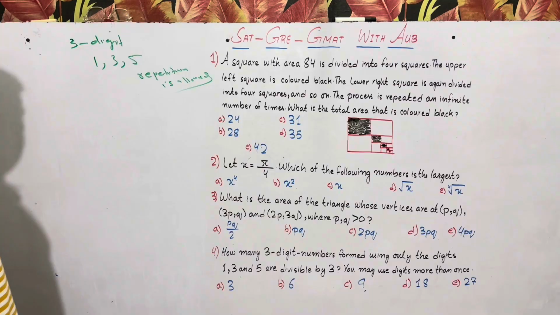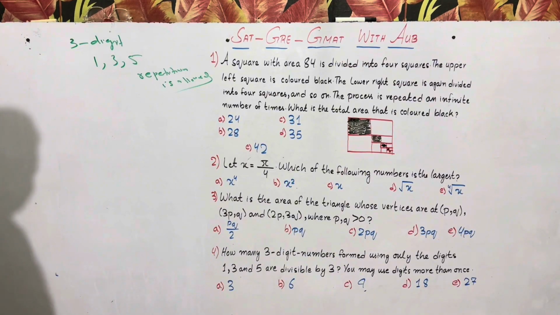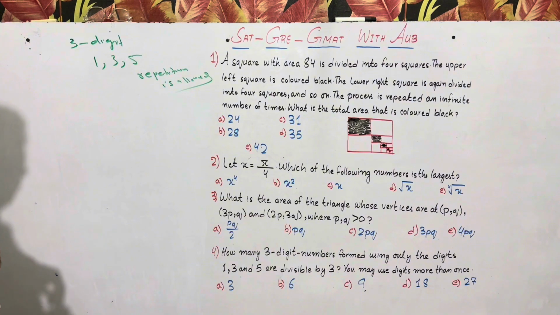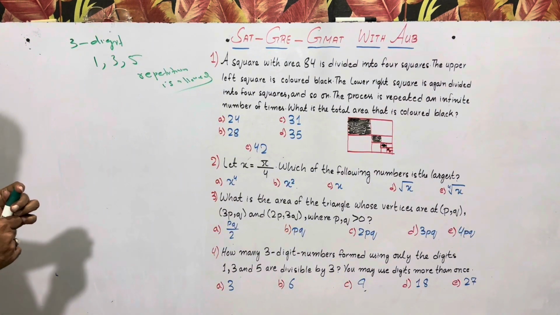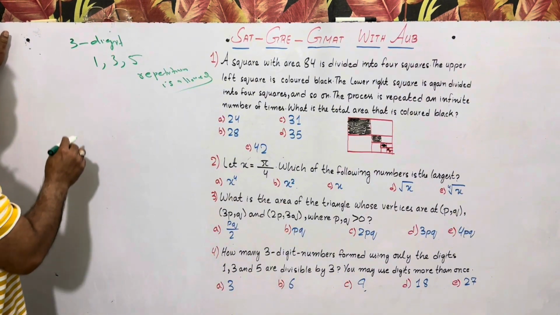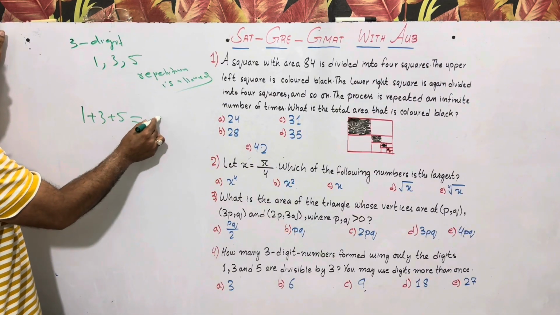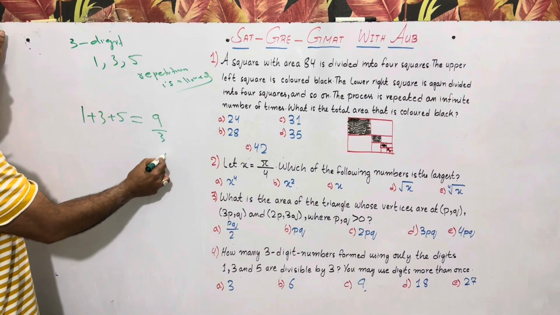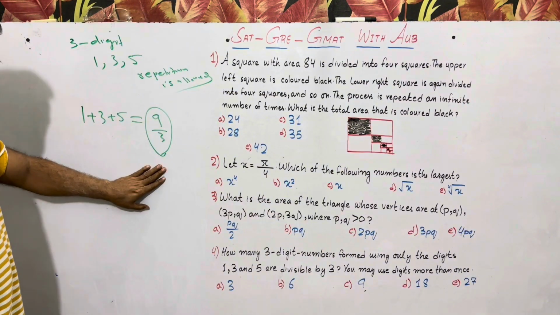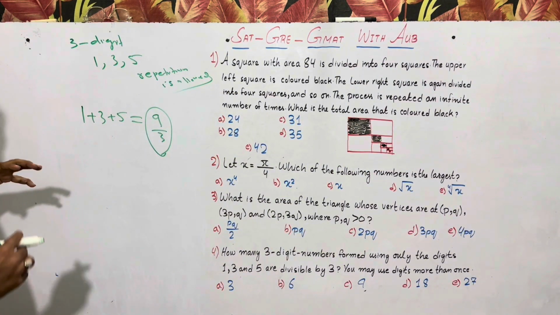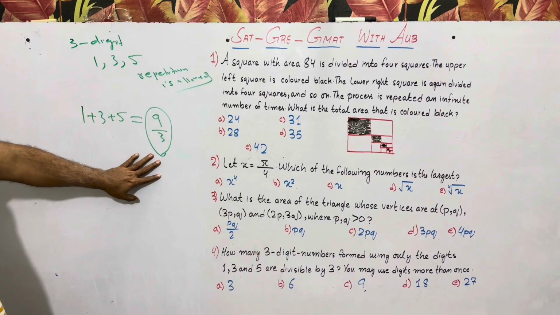Repetition is allowed. And the foremost condition is that our number must be divisible by 3. Look at the beauty of these 3 digits. Add them up: 1 plus 3 plus 5. They add up to 9. 9 is divisible by 3. So, using all these digits once and only once always gives us a number that is divisible by 3.